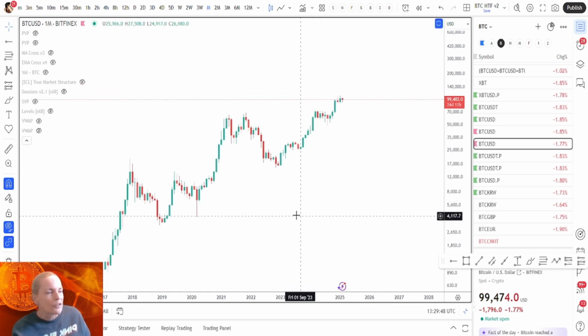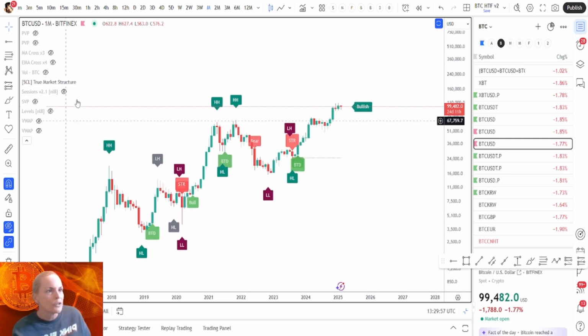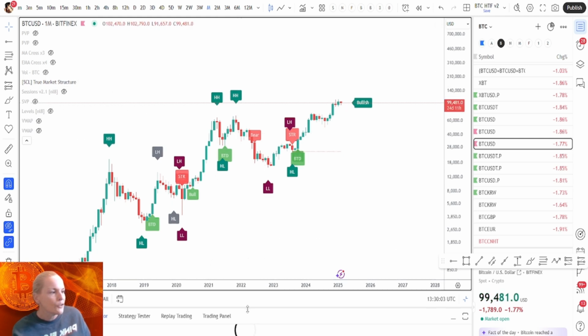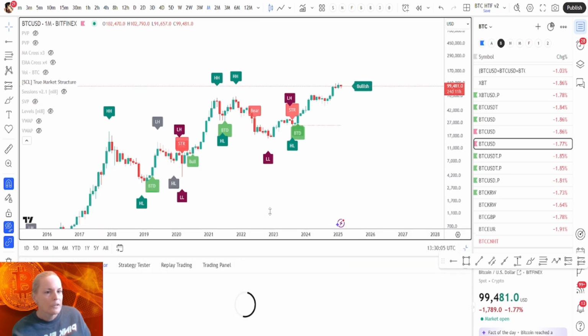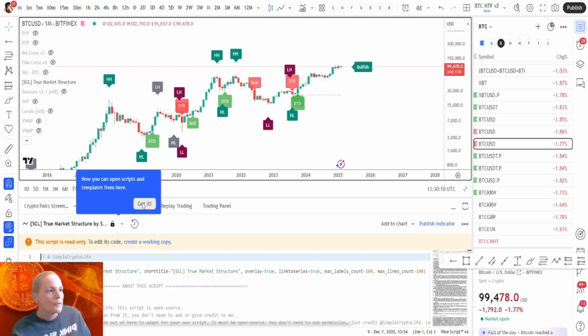There are a couple of things that can help you with that if you're struggling. This indicator, SCL True Market Structure, which again I've noted in the document, you can go and search for it. If you go and look at the Pine editor at the bottom here, which is obviously going to be awkward now and not load. No, it's still there.